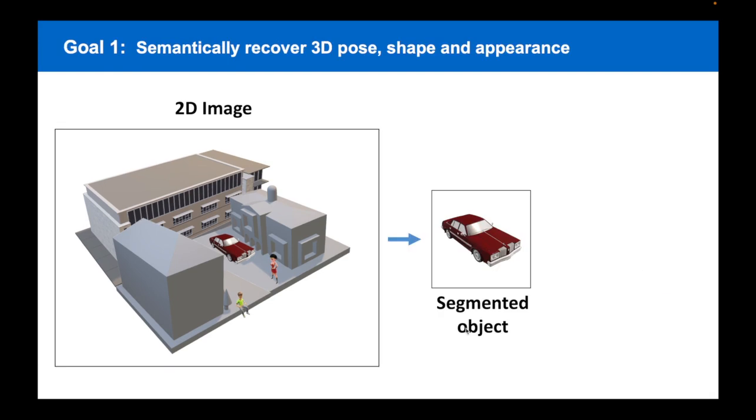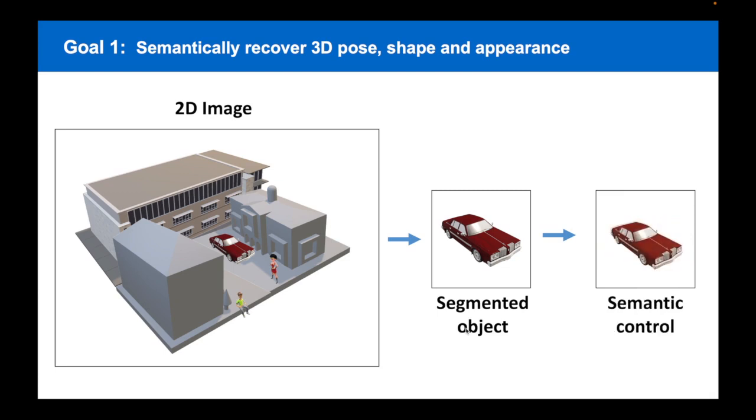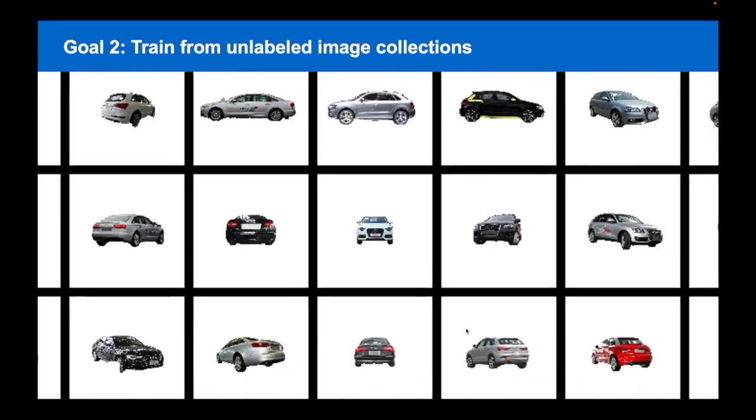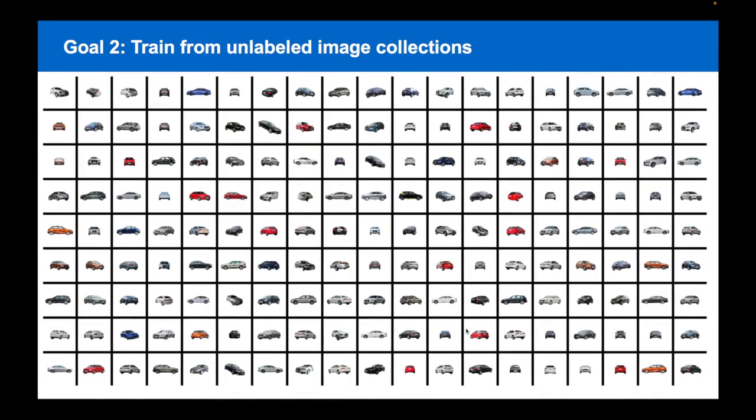And we demonstrate this model on the class of cars. So provided with a pre-segmented car image, the model should be able to infer the 3D pose, generate new viewpoints, and have some sort of semantic control. The second goal is to train this model from completely unlabeled image collections, such as single-view images of car instances, without any 2D or 3D annotation.